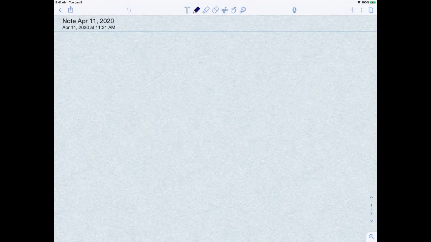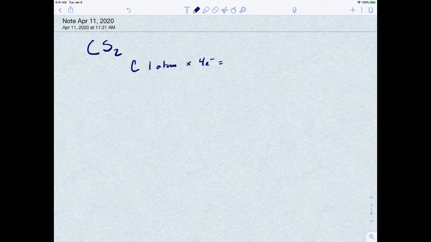All right, so let's try a compound out. First compound we're going to try is CS2, carbon disulfide. All right, so when I'm being asked to draw the Lewis structure for this molecule, first thing I want to do is count up how many electrons we are dealing with. So let's do that. For carbon, we know that there's one carbon atom in this molecule, and since carbon's in family 4A, it's going to have 4 valence electrons. So carbon's going to contribute 4 electrons to the molecule.